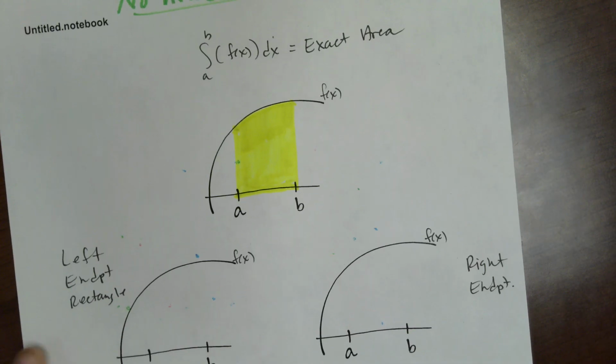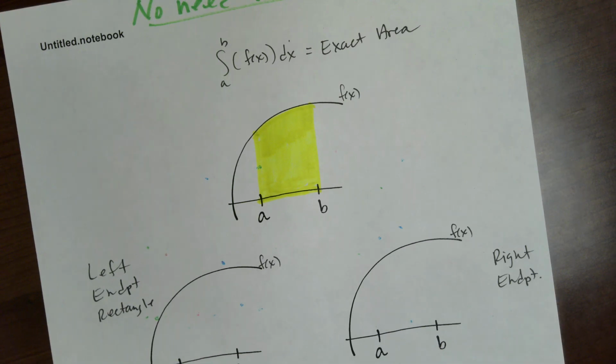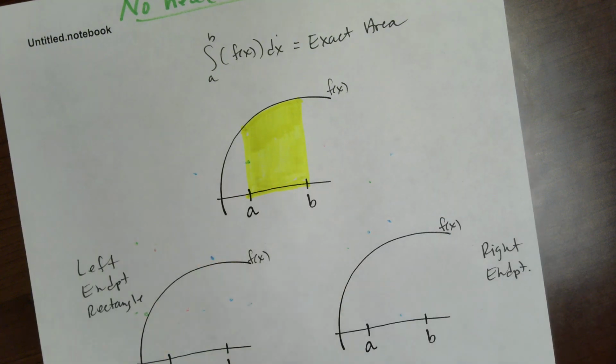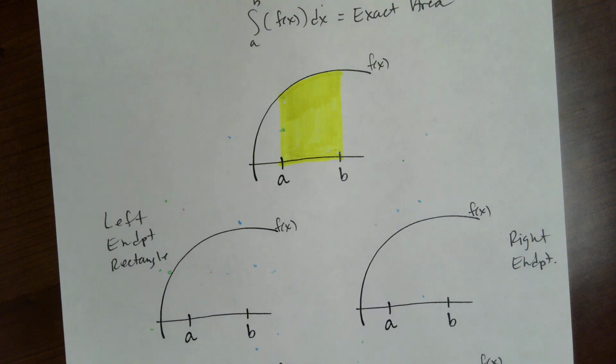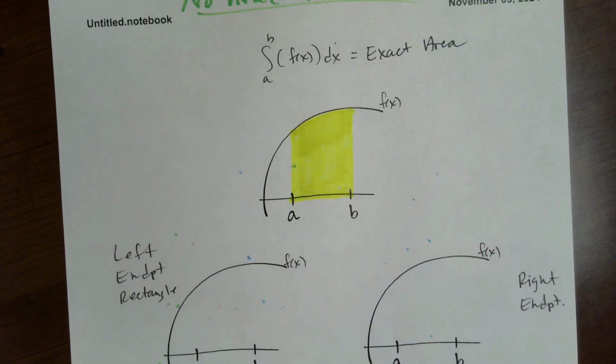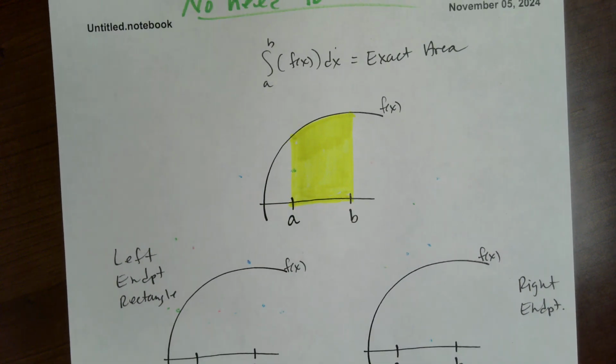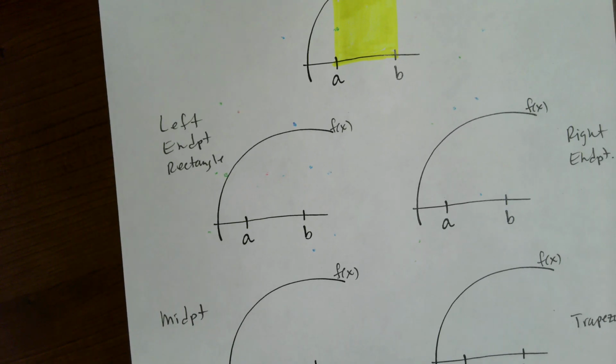All right, so that would be the exact area, except this is not a type of shape that we have a formula for. So instead of getting the exact area, we're going to use rectangles and trapezoids to approximate the area. And there's going to be 4 different types of approximations. So a left endpoint approximation.